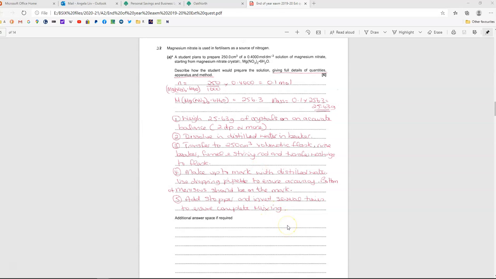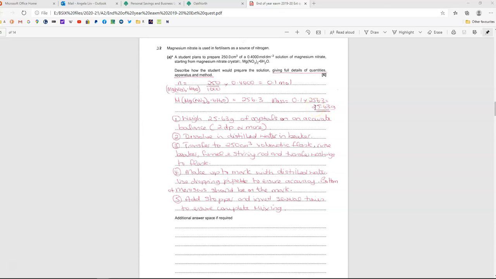Okay, right, this is a starred question, so it shows that they want you to write your answer in a coherent way to be able to get all 6 marks, and you need to show that you can do the calculation. It says give full details of quantities, apparatus and method. So you need to do all of that to get the 6 marks, and you need to write it in a fluent way.